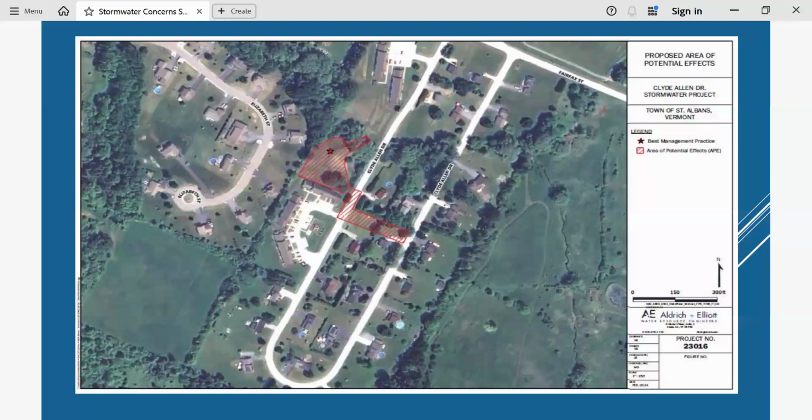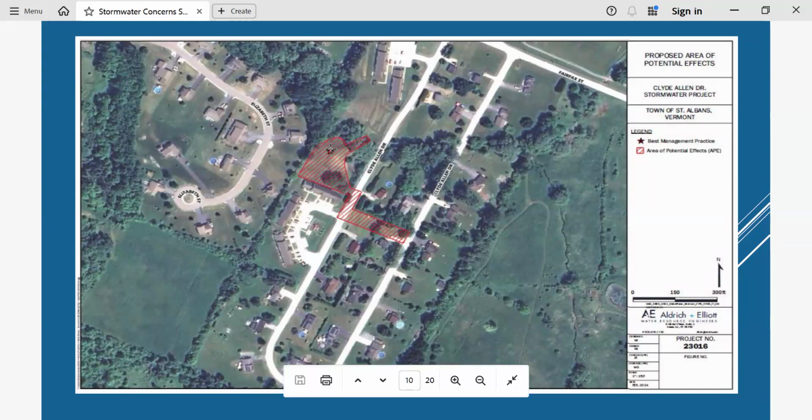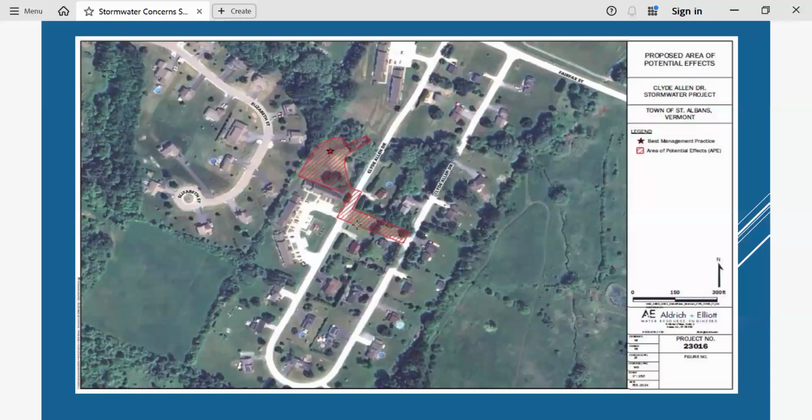So now we can start talking about the Clyde Allen Drive specific project. This project is going to deal with the southern part of the development, because we're going to be collecting the stormwater from the end of the horseshoe piece. The gravel wetland is going to be constructed just to the north of the Vermont State Housing Authority building, and it's a grassy area right now. It's partly wetland right now as it is.